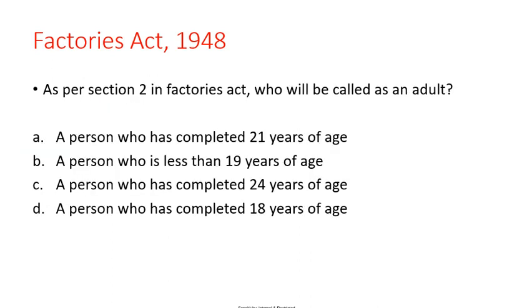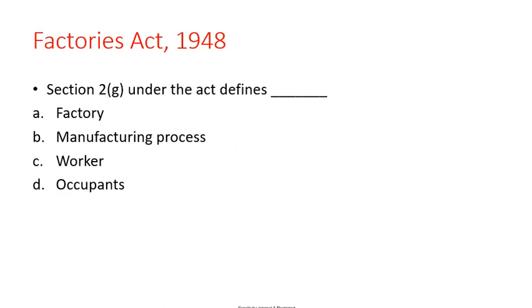Next one. As per section 2 of the Factories Act, who is called an adult? Options: a person who has completed 21 years of age, a person who is less than 19 years of age, a person who has completed 24 years of age, a person who has completed 18 years of age. Correct answer is a person who has completed 18 years of age is called an adult.